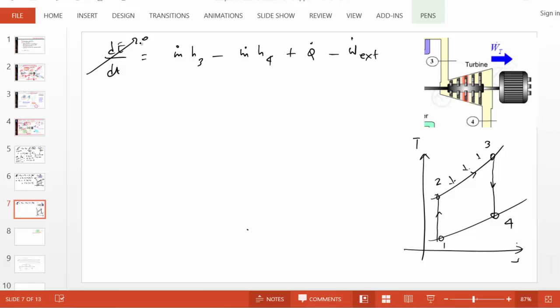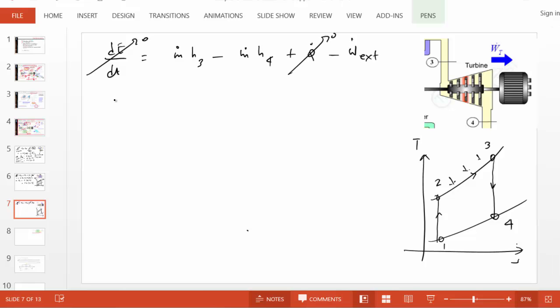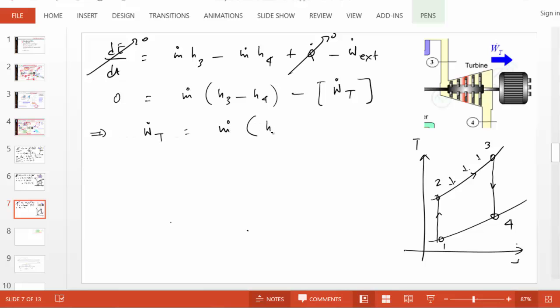Steady state, adiabatic, and W dot external is W dot T, because W dot T is a positive number, and we know the turbine work is positive, it's coming out of the turbine. So work out is positive, so therefore it gives us a formula for the turbine work to be m dot (h3 minus h4) equals m dot cp (T3 minus T4). So notice that T3 is higher than T4.